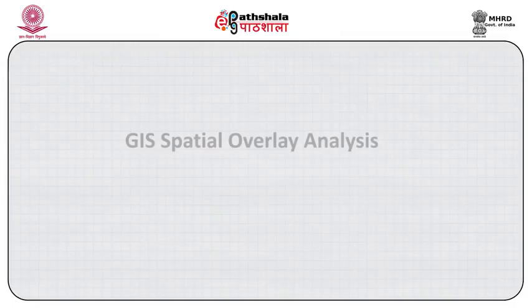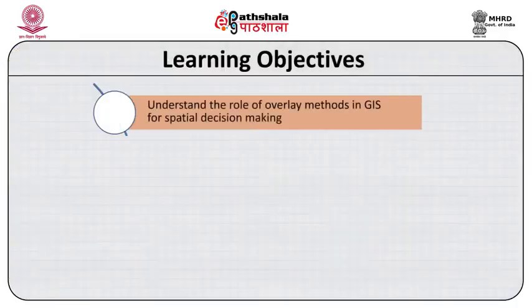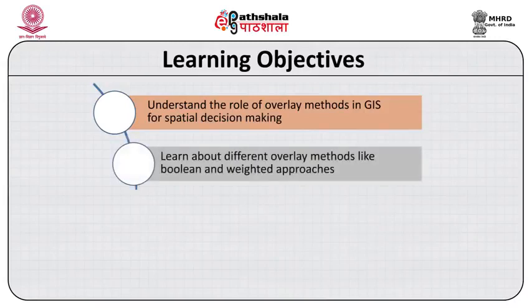Today in this module we will be discussing GIS overlay spatial analysis. In this module you will be able to understand how GIS overlay spatial analysis is important for decision making in flood mapping, groundwater potential zone mapping, or any kind of hazard mapping. You will also understand what methods can be utilized for this overlay analysis, which include Boolean algebra, weighted analysis, and some other methods.